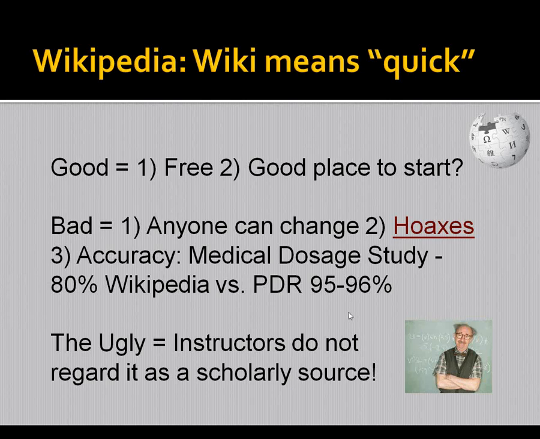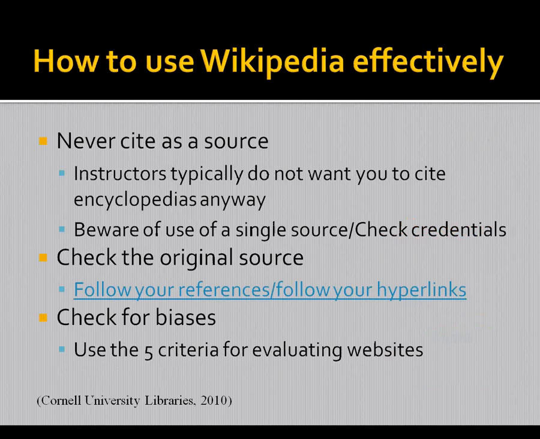And then also there was a study that was conducted a couple of years ago where they looked at medical dosages that were listed in Wikipedia and the Physician's Desk Reference. What they found was that there's a 20% chance of inaccuracy in Wikipedia, as opposed to the Physician's Desk Reference, which has only about a 4 to 5% chance of inaccuracy. And lastly, don't use it because your instructors really don't want you to use it. They don't really think it's a scholarly source anyway.